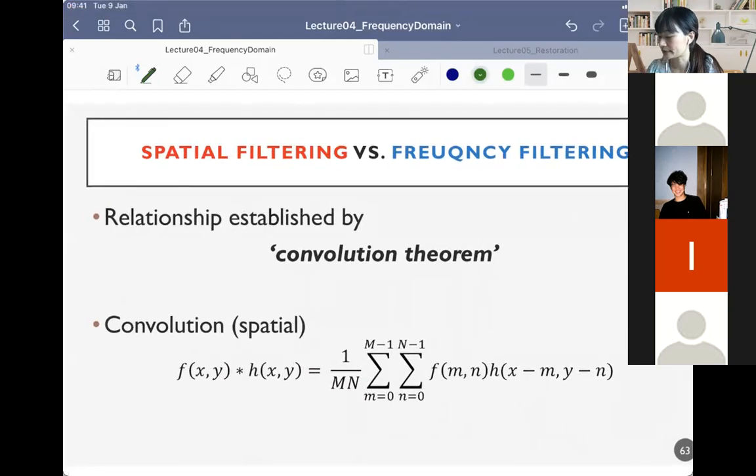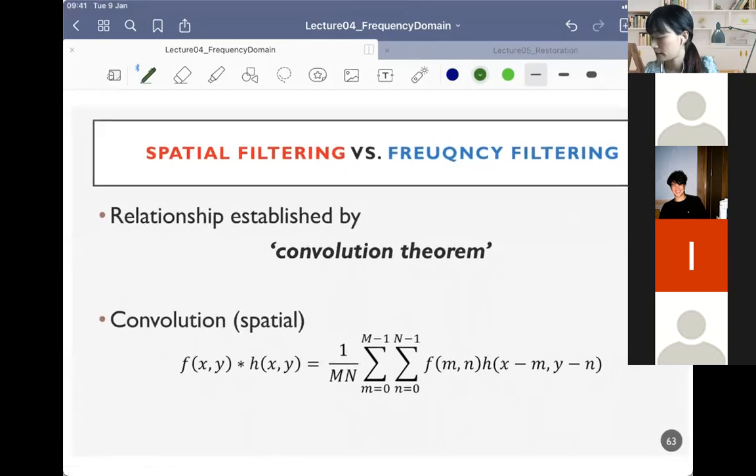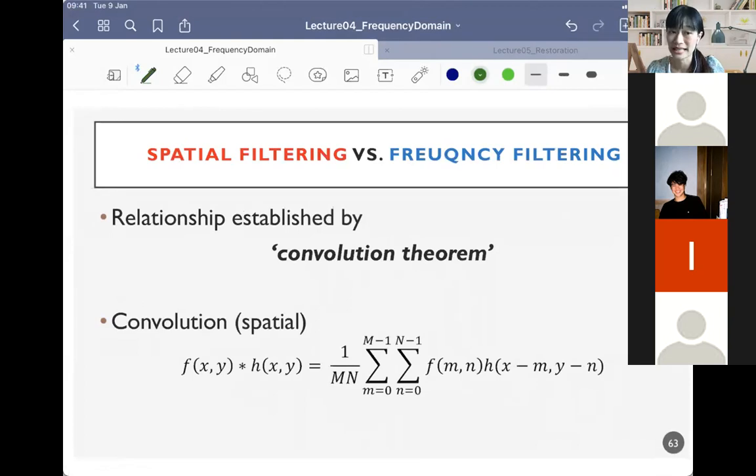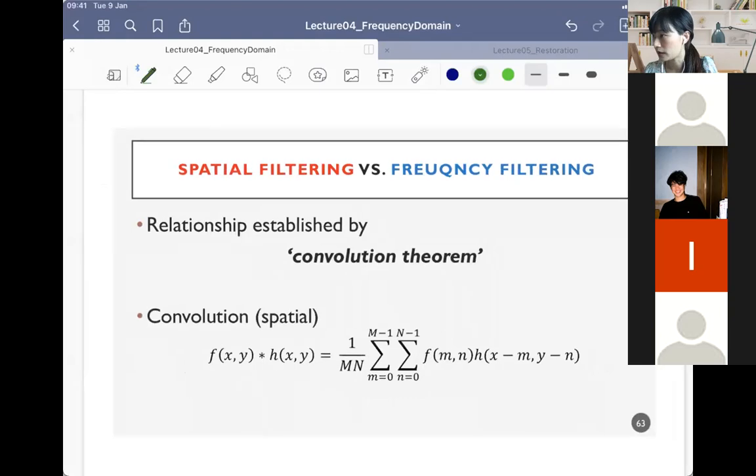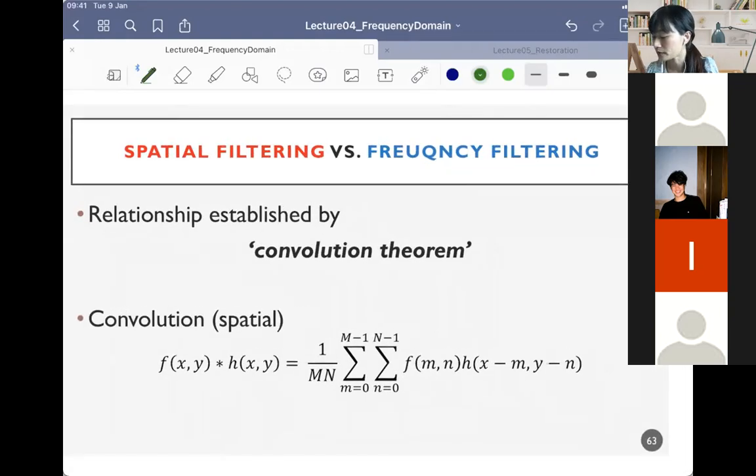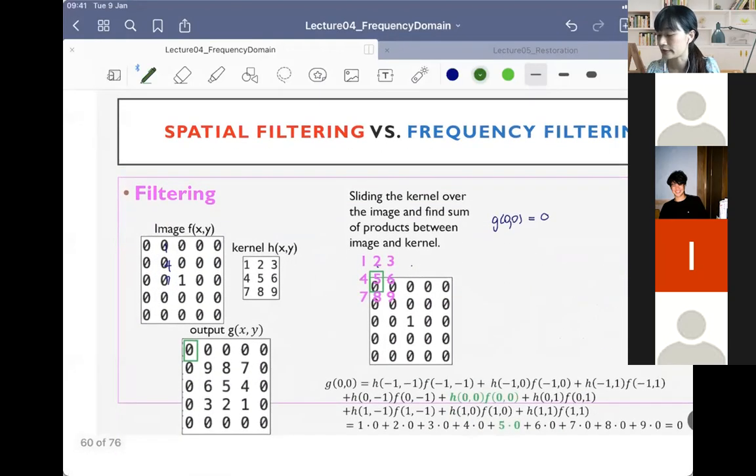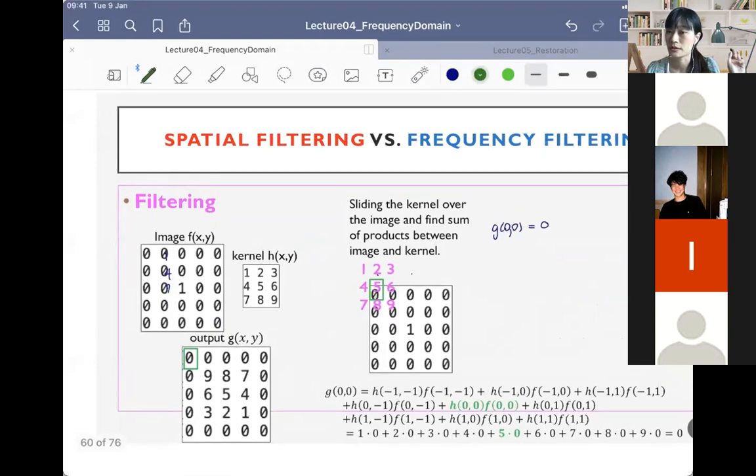So I was actually going to talk about the property of the frequency filterings, and that could show the relationship of spatial filtering and frequency filtering. I'll just start with, if you remember, the third week that we have studied about the spatial filtering.